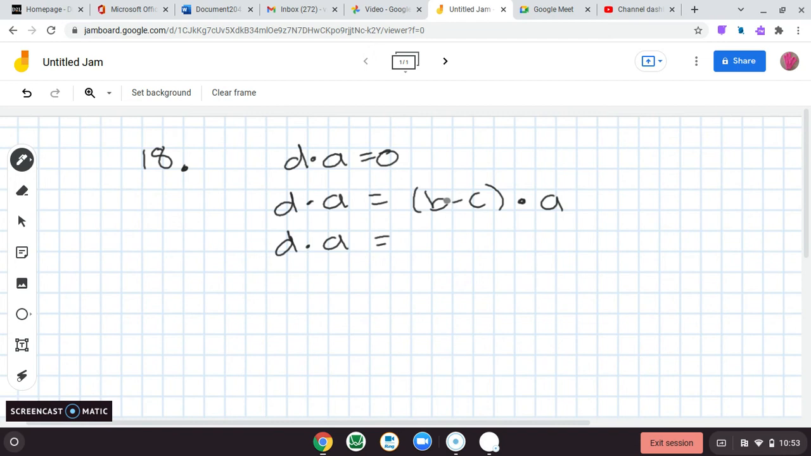Now, we have b and c. I don't want that c because we actually know more about c, so I'm just going to incorporate it in. Maybe it works, maybe it doesn't, we'll see. So b minus, and now c we know is b dot a, and bracket a like that. And this is all dotted by a. Now somehow we have to say that this equals 0.